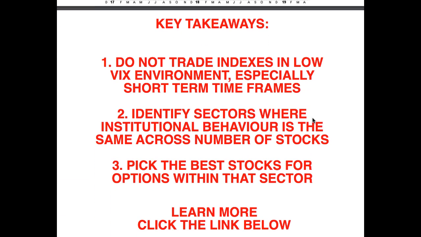So key takeaways are this, guys. Number one, do not trade indexes in a low VIX environment, especially short-term time frames. Number two, identify sectors where institutional behavior is the same across a number of stocks and trade in the direction of where institutional money is going. Number three, pick the best stocks for options within that sector. If you're not sure how to do that, click the links below and get more information.